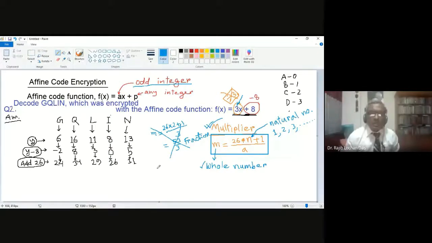Fine. Now you take n equal to 1. Then this is (26 into 1 plus 1) divided by 3, so it is actually 27 by 3. 27 by 3 is a whole number; it is actually 9. That means we can take this multiplier, so we will take the multiplier as 9. So we will continue with the next line.